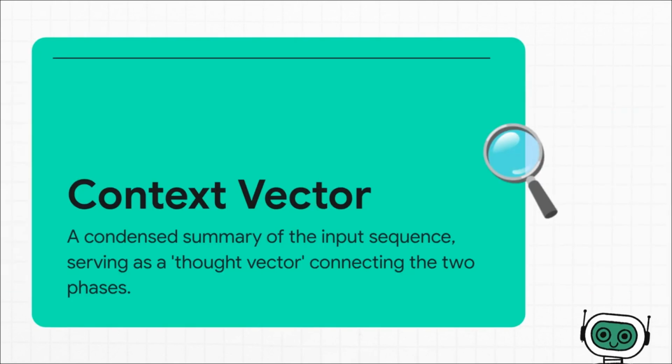That moment of understanding gets captured in something we call a context vector. You can think of it as a really condensed summary of the input. Sometimes people call it a thought vector. It's basically just a list of numbers that has to hold the meaning of the entire input. And here's the key part. This vector is the only thing connecting the reading phase to the writing phase.